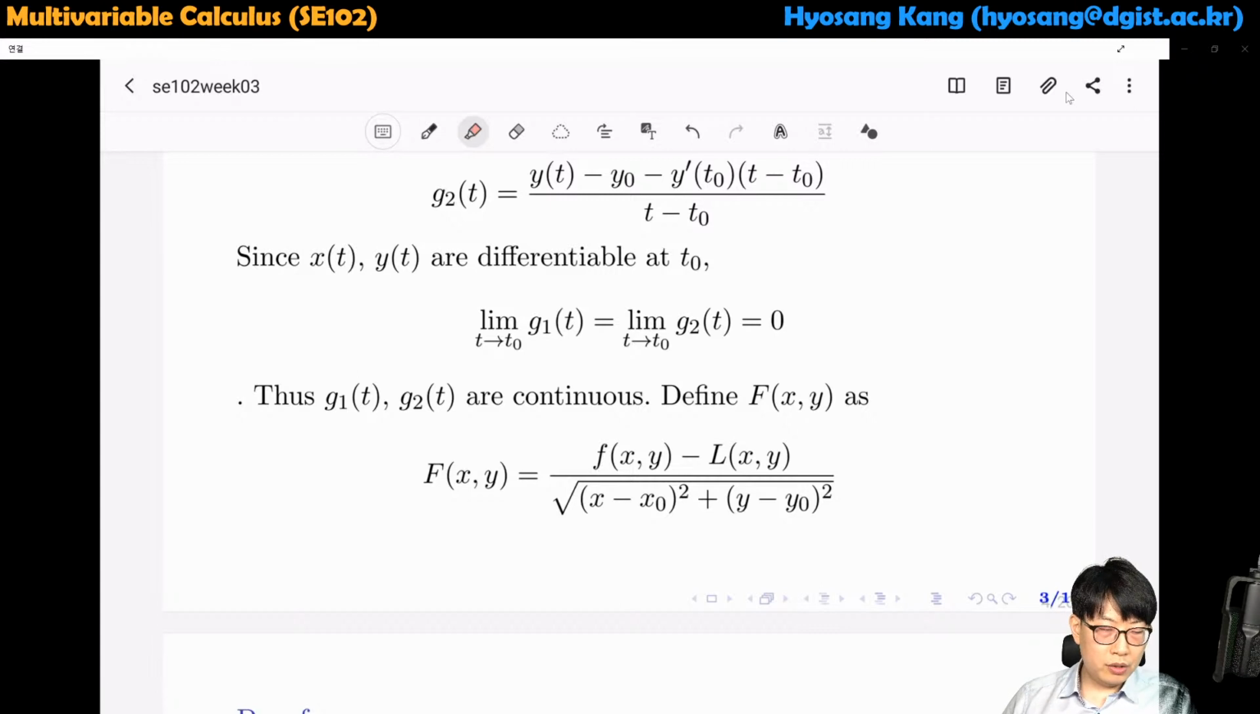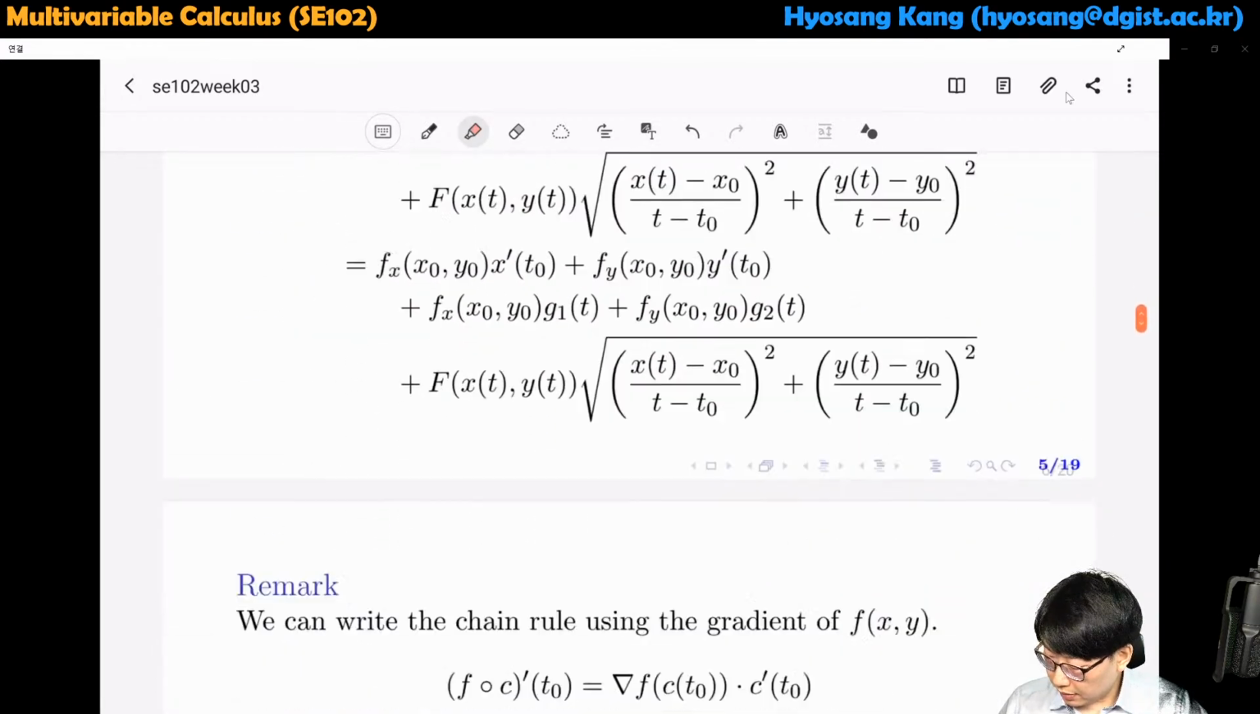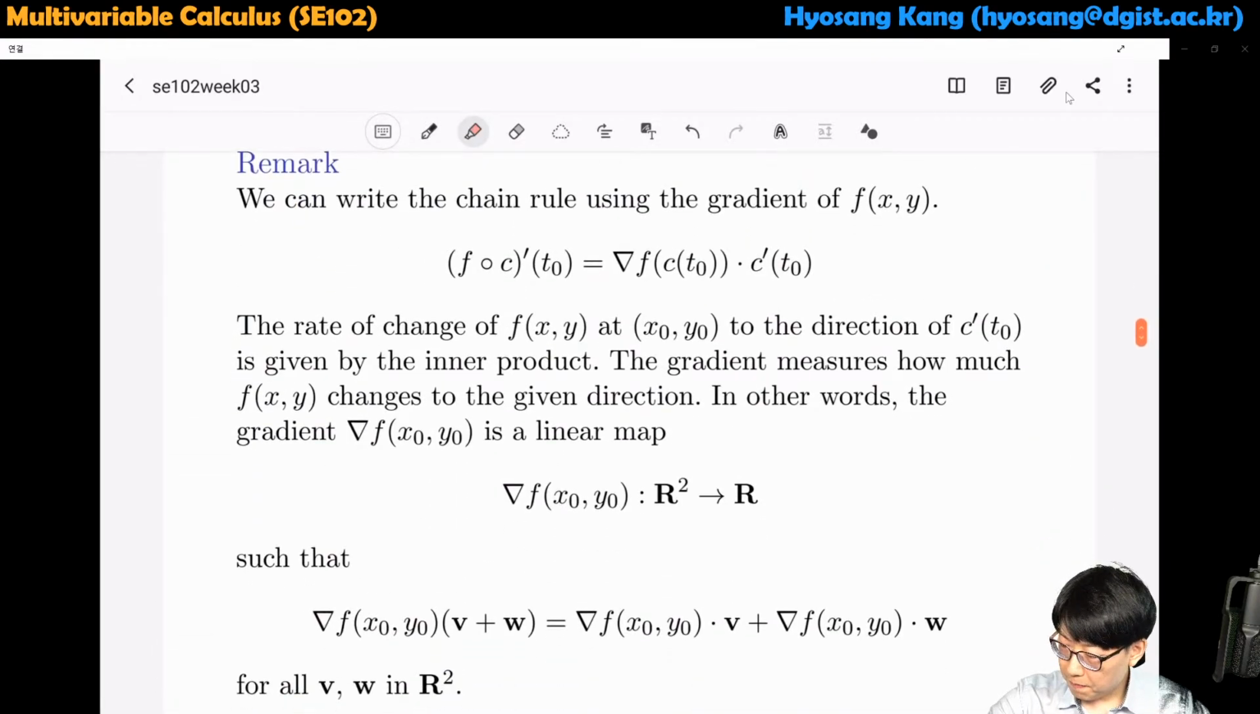The reason why I chose this textbook is that it's really rigorous. It contains all the rigorous proofs of the basic facts on calculus and multivariable calculus, unlike other textbooks. So you can read the textbook for rigorous proofs. But let's skip that for now. All right.